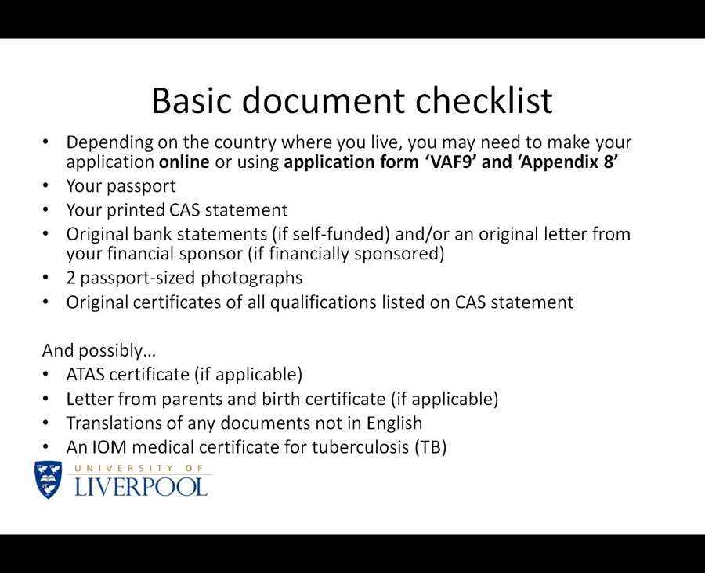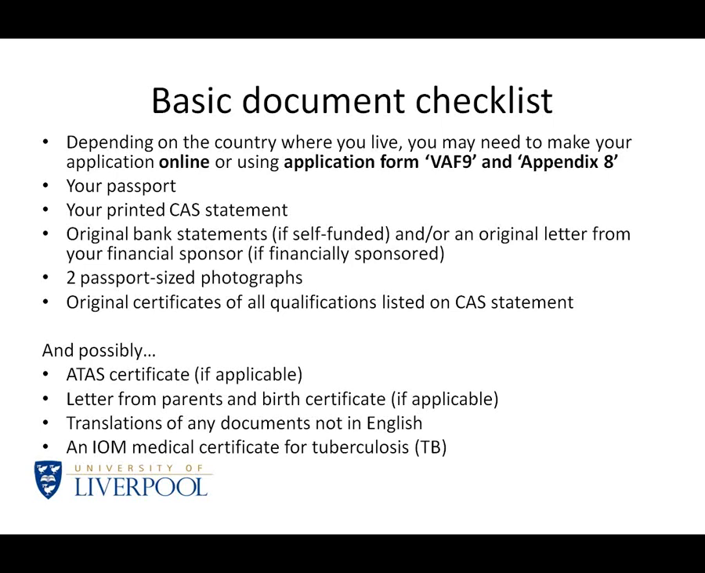All students applying for this visa will need 2 passport photographs, which I'll tell you a bit more about soon. And you must have your original certificates of all of the qualifications listed on the CAS statement. So all students will need those documents. In addition to that, you may possibly need an ATAS certificate, if it applies to you, if your course is one of the ATAS courses. And you may need your letter from your parents if you're using their bank statements and birth certificate.